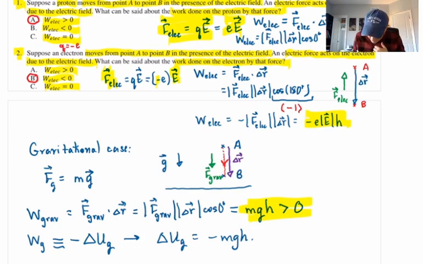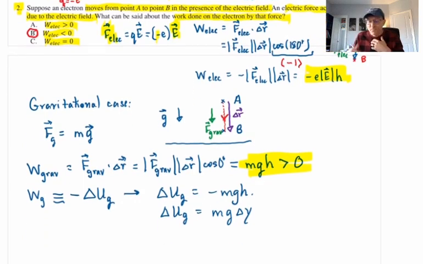Now, another reminder from last semester. The formula we had in general for delta U grav was m times g times delta y. So comparing these two expressions, I conclude that for them to be consistent, I must think of the delta y for the particle as being negative h. Well, that's exactly what happened. It went downward by an amount h. That's the gravitational case.